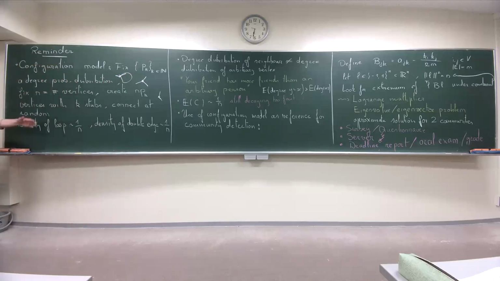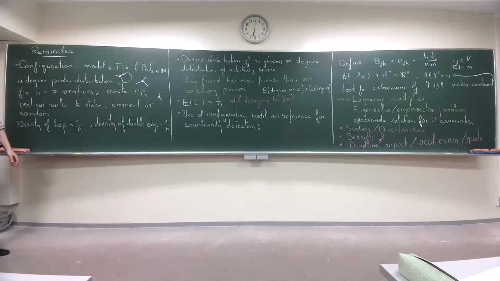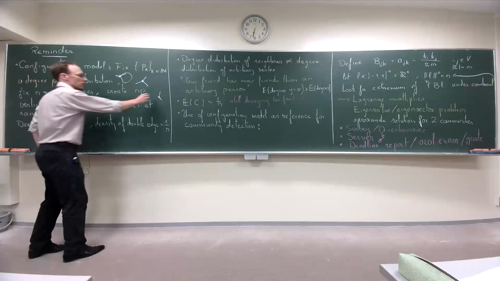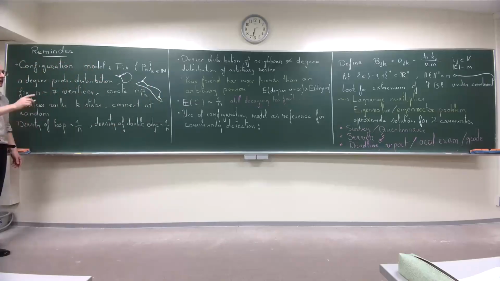But it turns out, and we computed, the density of loops in your graph goes like 1 over n, which means that the probability of having one loop at a given vertex goes like 1 over n. And you can also discuss the density of double edges, because we can be in this situation, but this also decays as 1 over n.